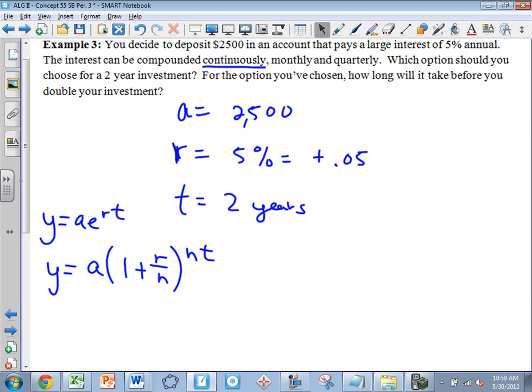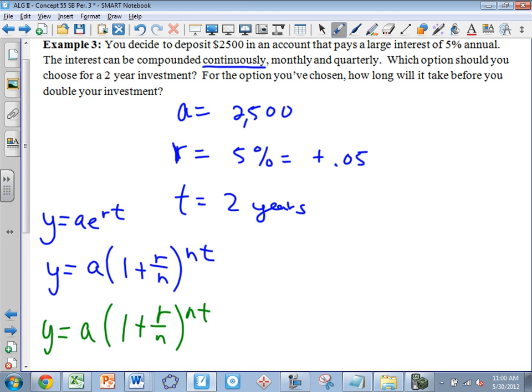That's how I remember it. If you want to remember which formula to use: if you have an n value, like monthly or quarterly, use the second formula. Since continuously you don't have n, it's infinity, you've got to use the first formula. So are we doing monthly or quarterly? We're doing continuously, monthly, and quarterly. This is going to be for monthly, and for quarterly it's the same formula, but our n value will change.